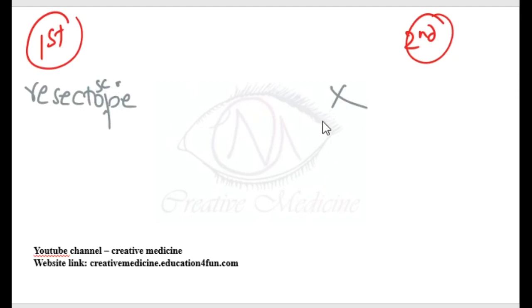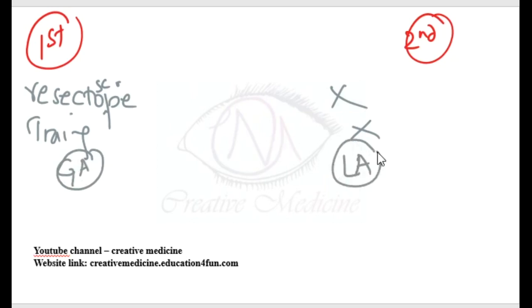In first generation, special training is needed. In second generation endometrial ablation, no special training is required. First generation endometrial ablation is done under general anesthesia. Second generation endometrial ablation is done under local anesthesia.